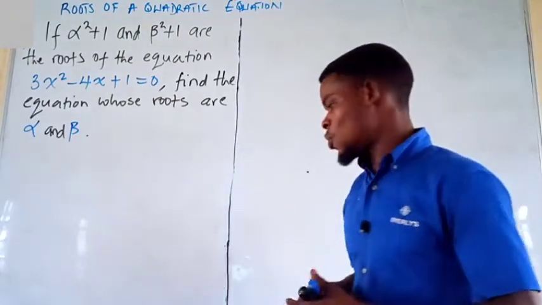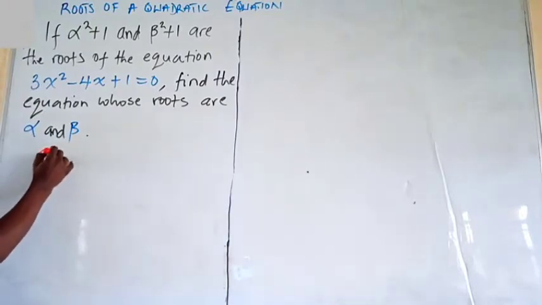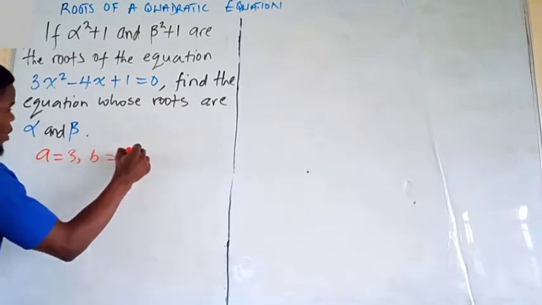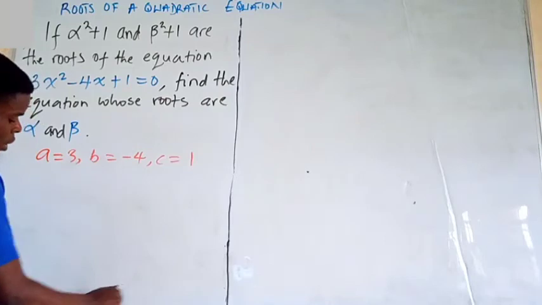So we'll continue to use what we use. We know that A is equal to 3, B is negative 4, and C is just positive 1.